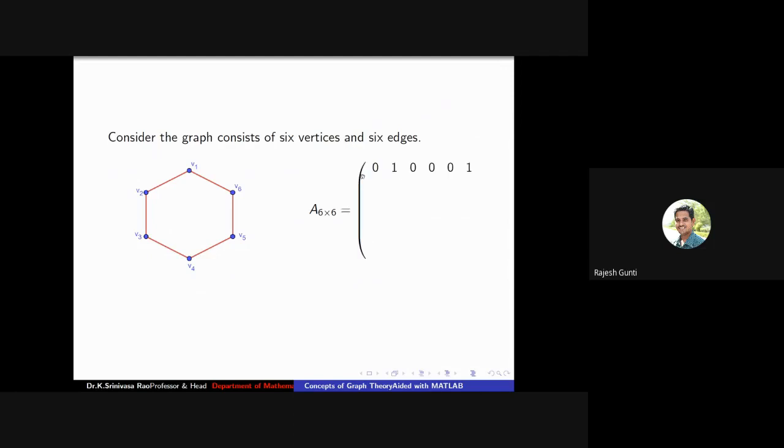The first row, V1. V1 is not adjacent to V1. There is no self loop here, so it is 0. V1 is adjacent to V2, so we take it as 1. There is no direct edge from V1 to V3, so we take 0. V1 to V4, 0, because there is no edge from V1 to V4. V1 to V5, there is no edge, 0. V1 to V6, there is an edge.